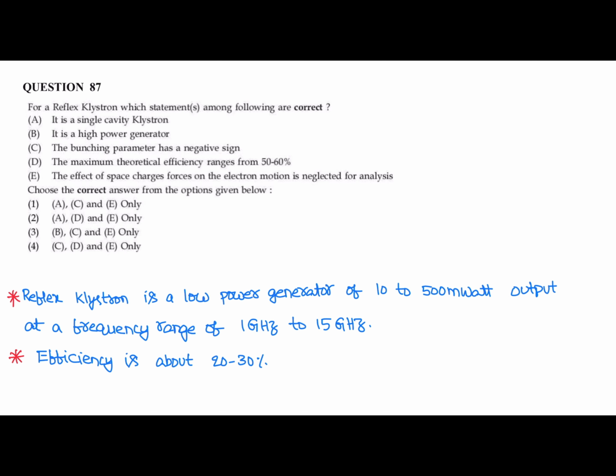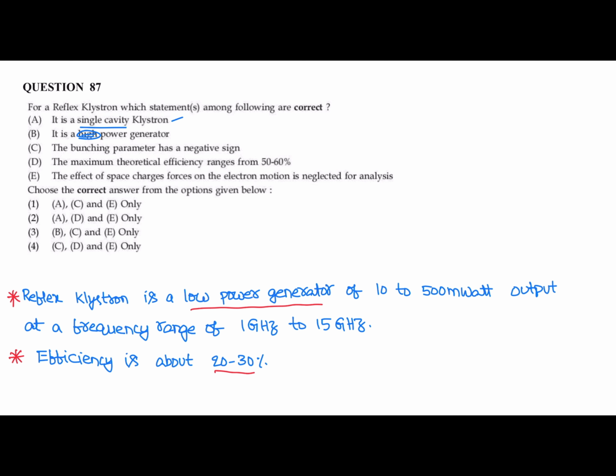Next question. For a reflex klystron, which of the following statements are correct? This reflex klystron is a single cavity low power microwave generator, and the efficiency is about 25 to 30%. So let us see the statements. It is a single cavity klystron. Statement 1 is correct. It is a high power generator. It is low power generator.